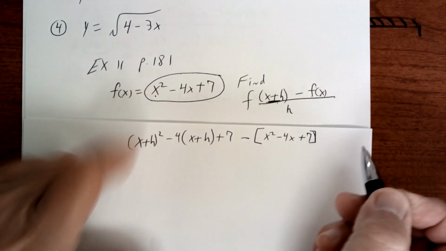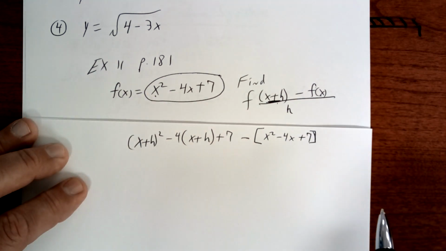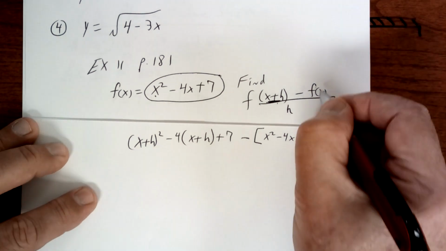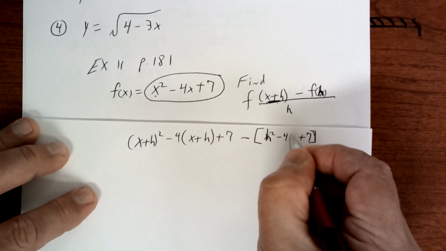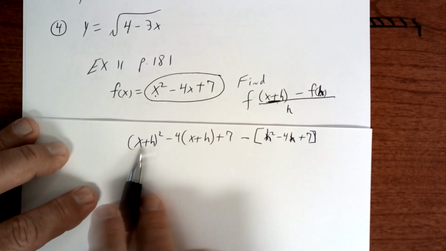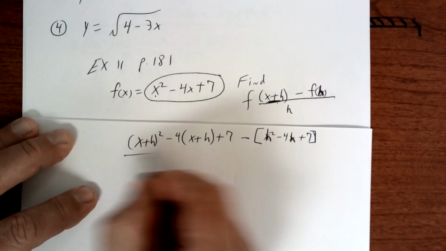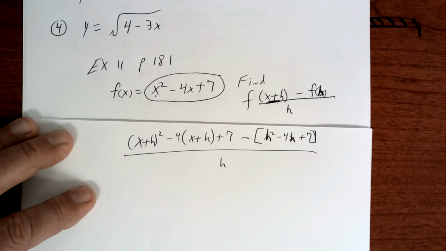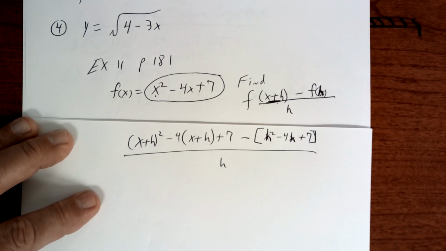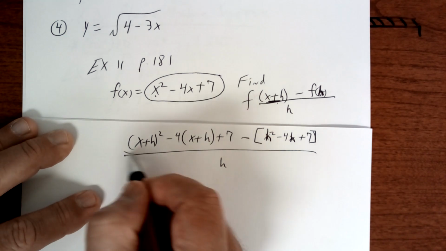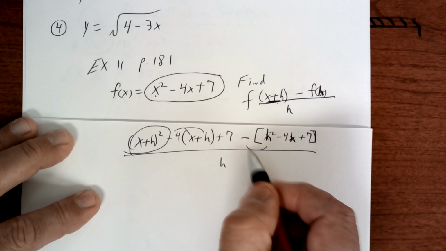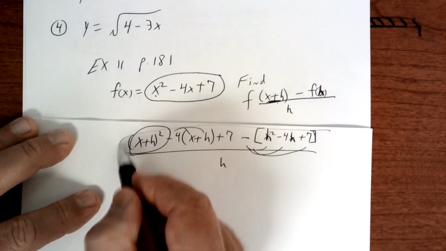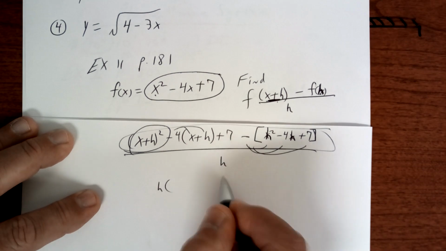Okay? And that probably should have been f of h. I'll have to check that in the book. So this should be h. Change these to h's, which is what we have here. And then all divided by h, like that. So what you would have to do, and I'm not going to go any further with this, but you'd have to use FOIL here. You'd have to distribute the negative 4. You'd have to distribute the negative here. You'd have to combine like terms, and then you're going to factor out an h, and the h is going to cancel here.